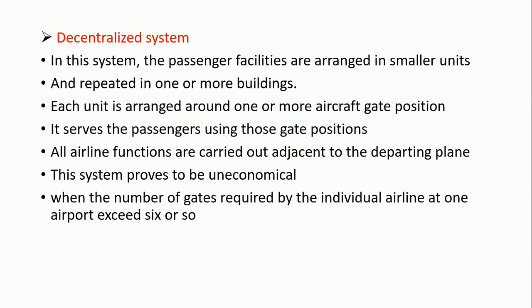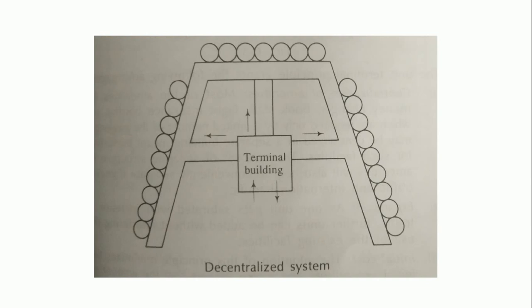The next thing is the decentralized system. In this system, the passenger facilities are arranged in smaller units and repeated in one or more buildings. Each unit is arranged around one or more aircraft gate positions. It serves the passengers using those gate positions. All airline functions are carried out adjacent to the departing plane. This system proves to be uneconomical when the number of gates required by the individual airline at one airport exceeds 6 or so. This is showing the decentralized system.